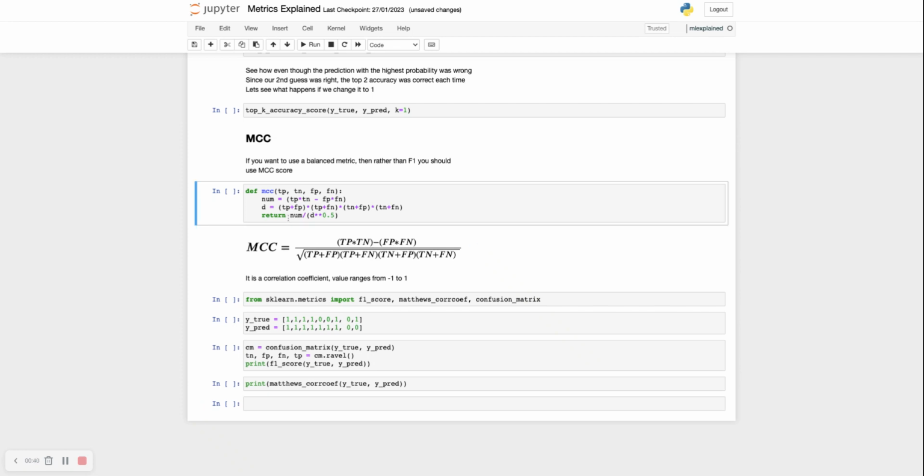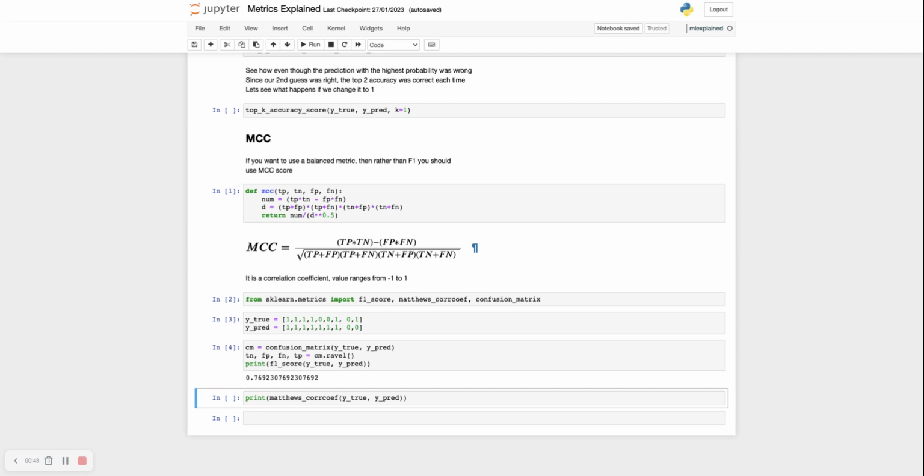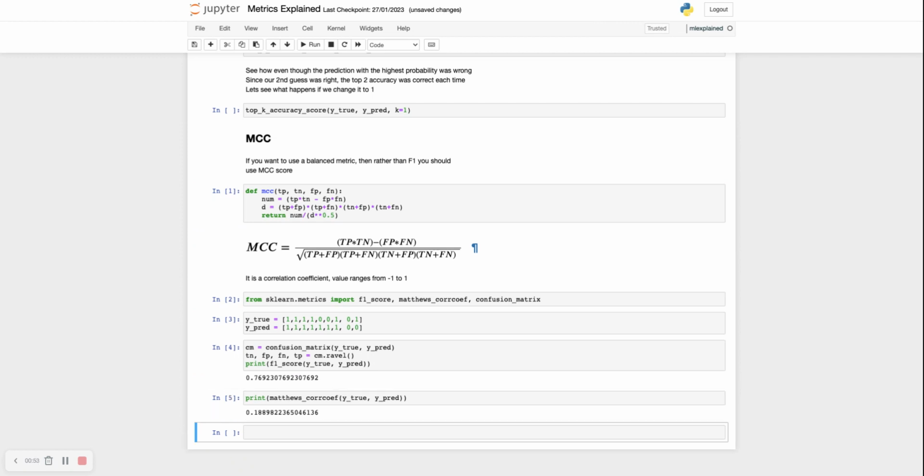So let's see. This is a function for MCC, but you also have it in sklearn. We have a dummy scenario. As you can see, we have a very good F1 score, around 75%, but the MCC score is quite poor. So you should always be taking care of the MCC score for these.